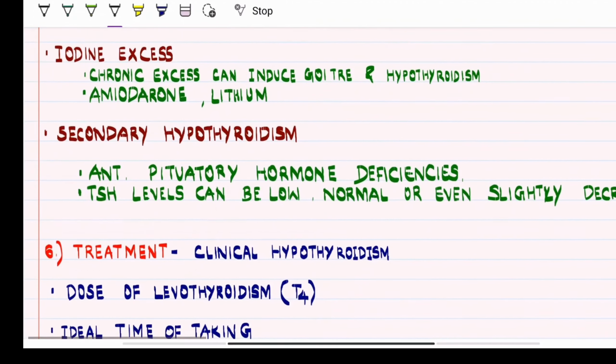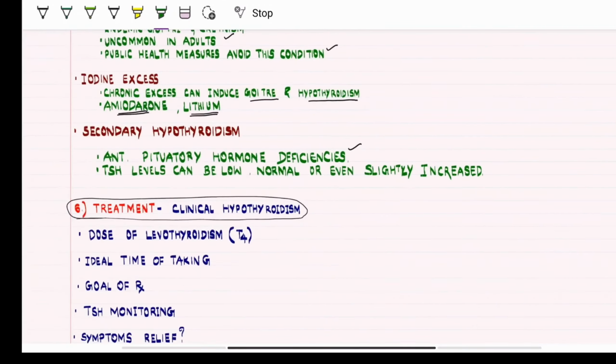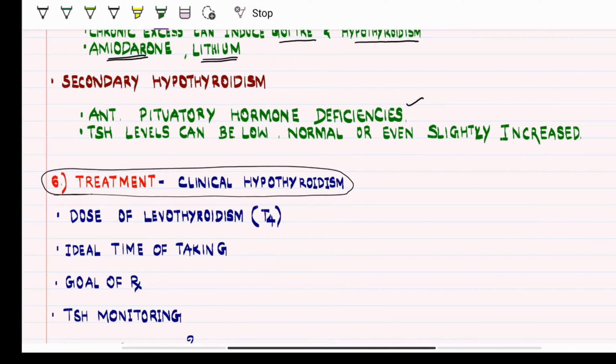Iodine excess. Chronic excess can induce goiter and hypothyroidism. Certain drugs like amiodarone are very important. Lithium is also very important. It can cause hypothyroidism. In secondary hypothyroidism, we should see that the TSH level can be normal, low, or, as we said, it can even be slightly increased.